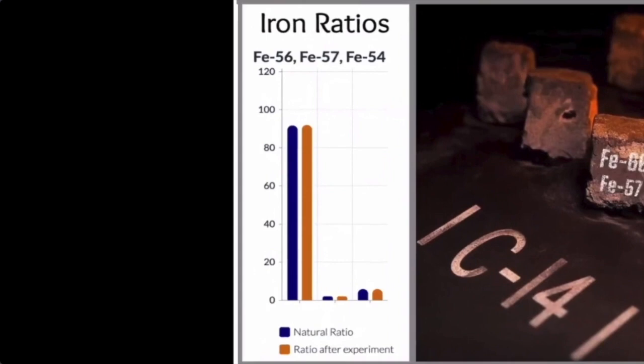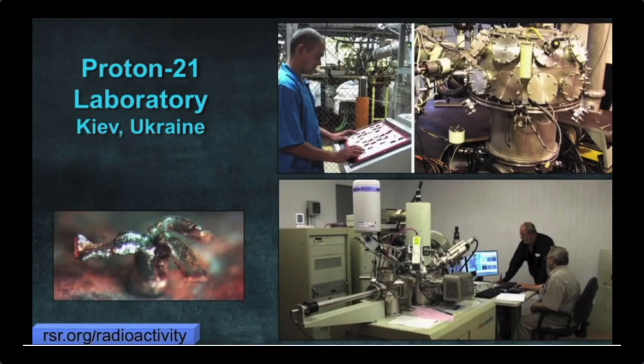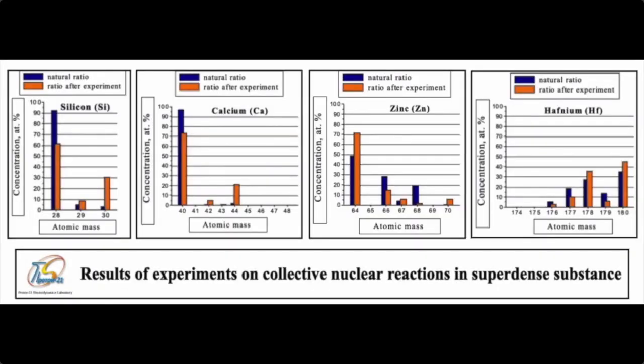91.7% is iron 56, 2.2% is iron 57, 5.8% is iron 54, and iron 58 is very rare, only 0.3%. The isotopes were produced in the same ratios as found in nature. Kowalski moved to a cold fusion lab in Ukraine, where he worked on all kinds of elements. Quite a few did not produce the same ratios of isotopes as found in nature, sometimes more, sometimes less, but they all produced the isotopes.